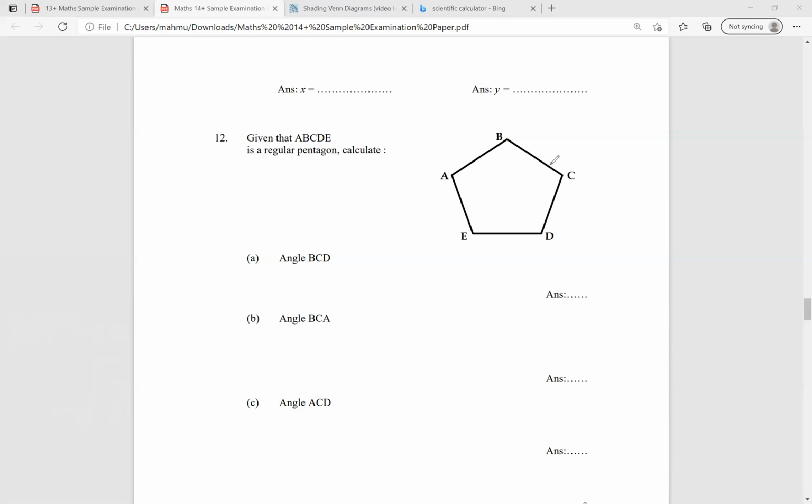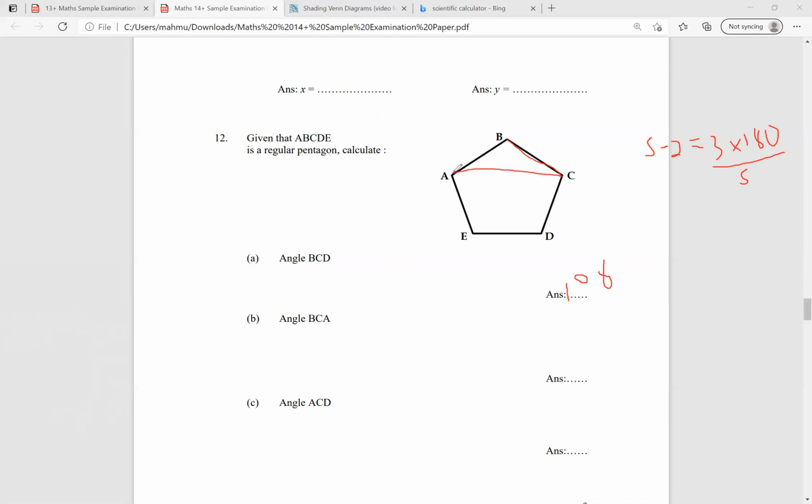Yes. So basically, what we do is we look at how many sides there are. There's 5 minus 2, which gives me 3. Times it by 180, which gives me 540. Then divide this by the number of sides, which is 5, and the answer is 108. Now they want us to find BCA.